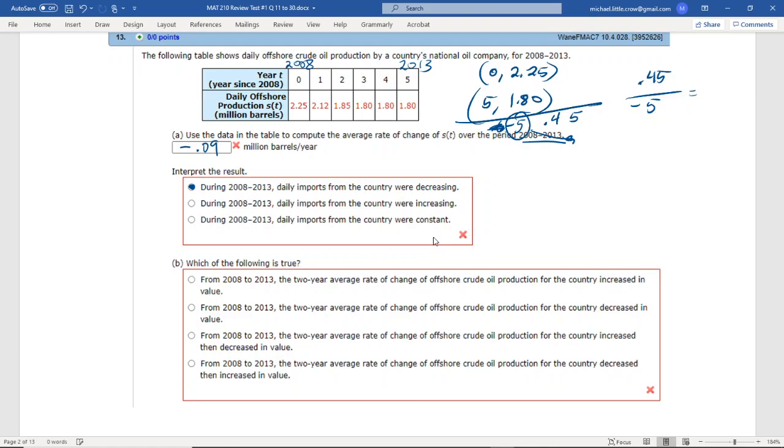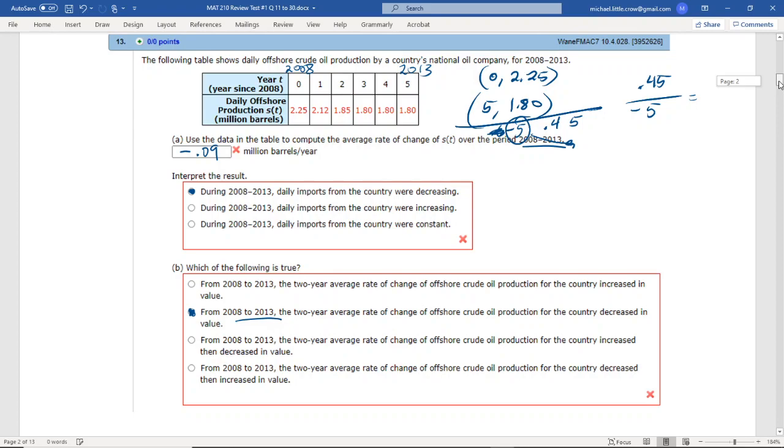I don't know why they're saying a 2-year average, but it's a 5-year average. Anyway, it's just decreasing, I guess. It gets to a constant, but if we look from 2008 to 2013, that is a decrease. I'm not sure what that 2-year thing is. So we just keep moving forward.